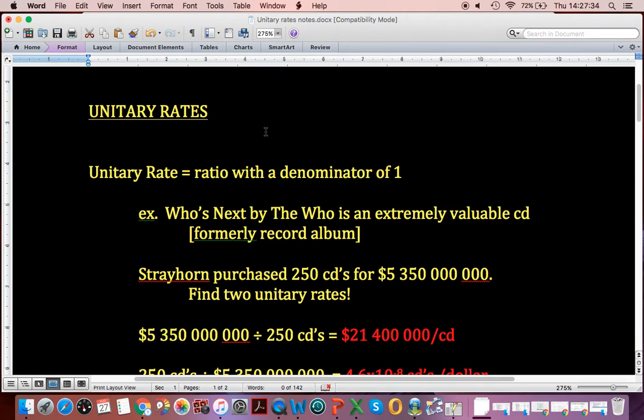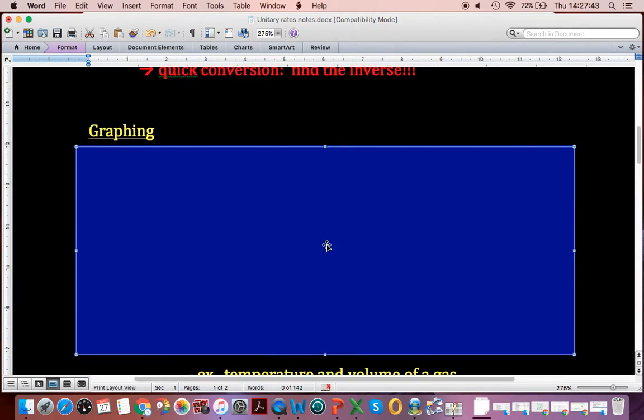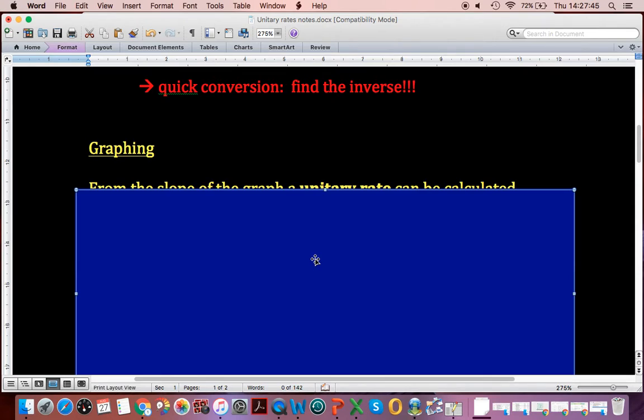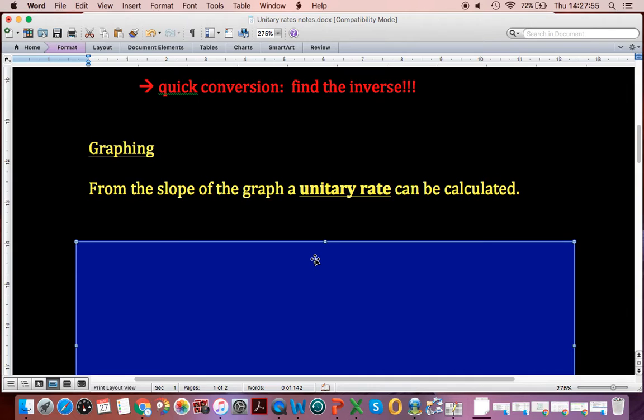Okay, this is the second video, part 2 of our look at unitary rates feeding into graphing. So hopefully you did all this in the last video. And now we're here where we're looking at graphing. From the slope of a graph, if it's a straight line graph, we can get a unitary rate. Rise over run.